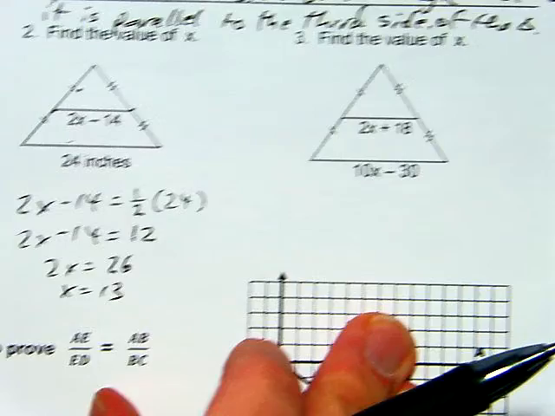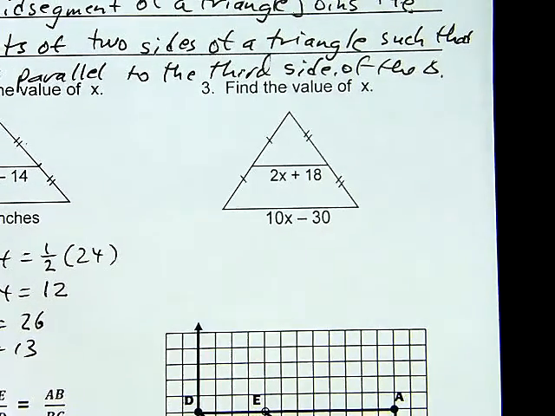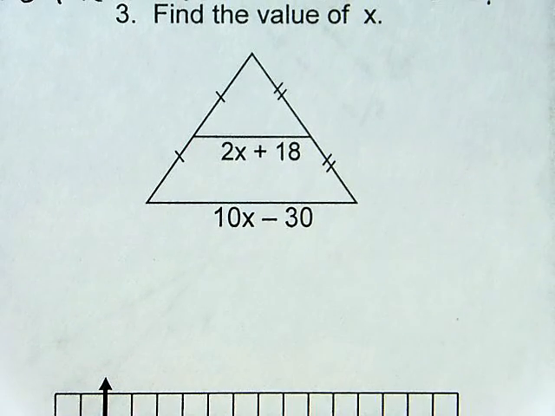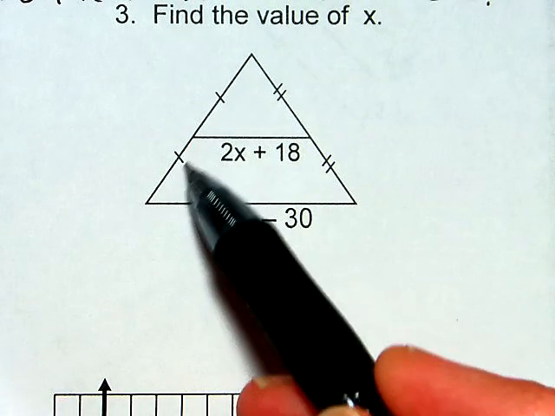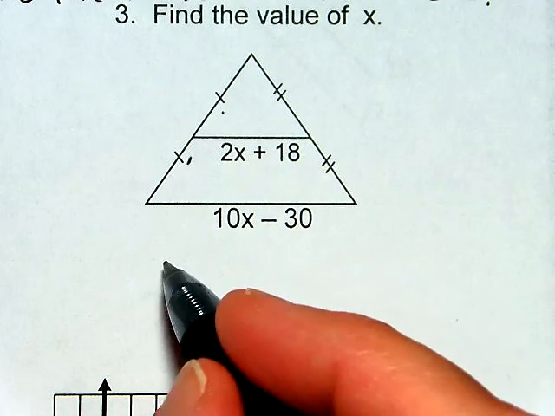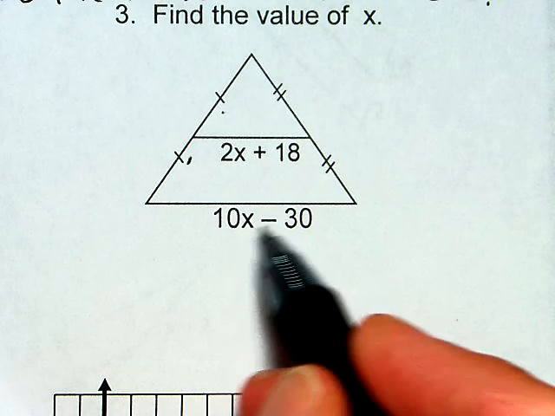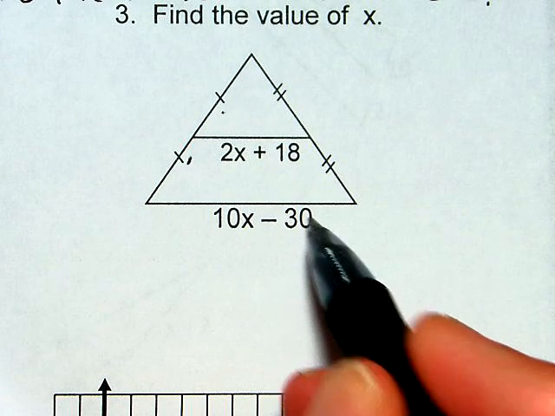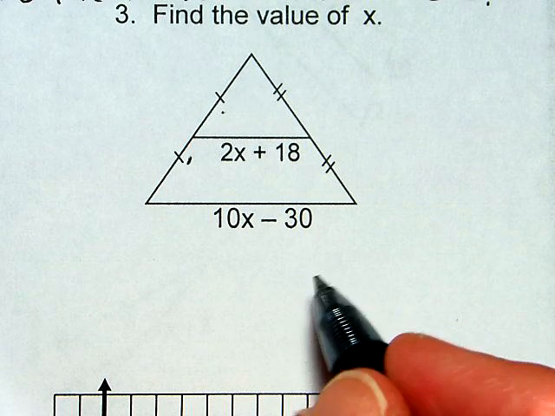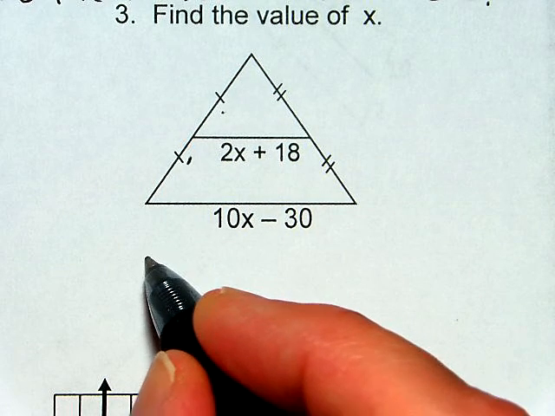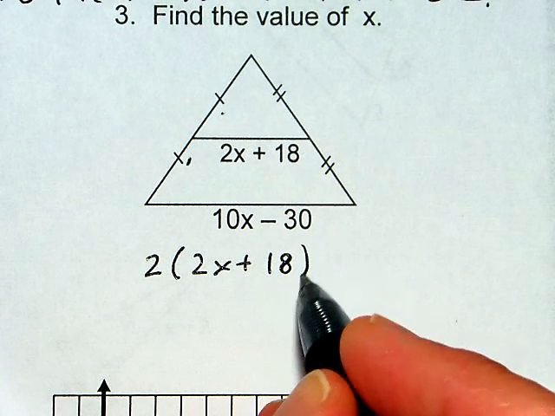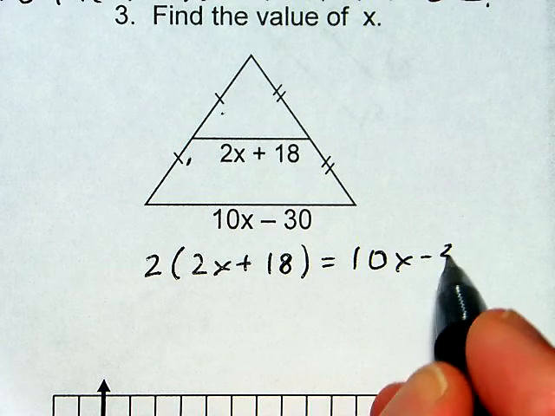Okay, let's go down to the third sample problem. Find the value of x. Again, we can confirm we have a mid-segment because we've got midpoints on both sides, and we know that this length has to be 1/2 of 10x minus 30. Another way of saying that is to say that 2 times the mid-segment length, or 2 times 2x plus 18, has got to equal 10x minus 30.